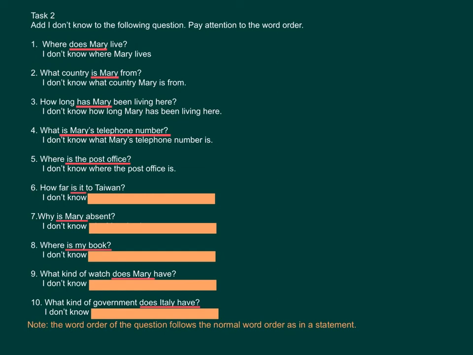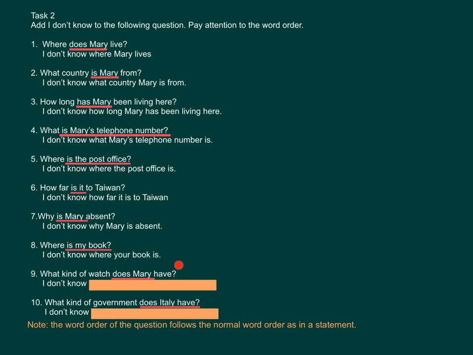Number 6. How far is it to Taiwan? I don't know how far it is to Taiwan. Number 7. Why is Mary absent? I don't know why Mary is absent. Number 8. Where is my book? I don't know where your book is.